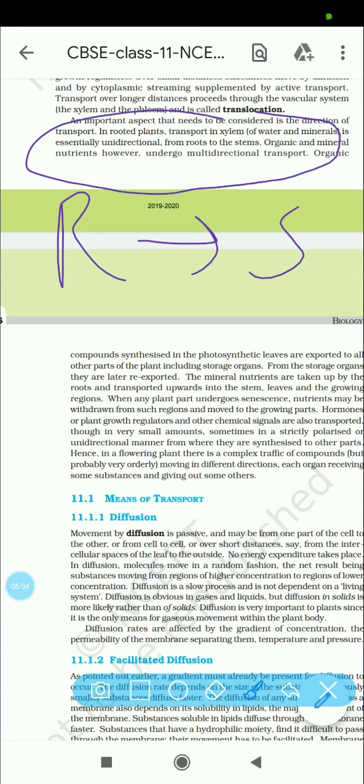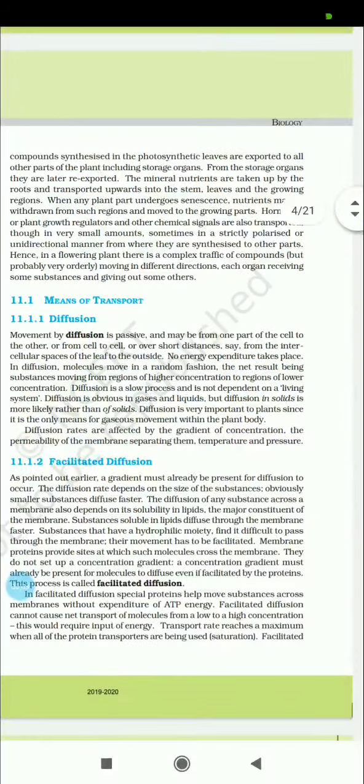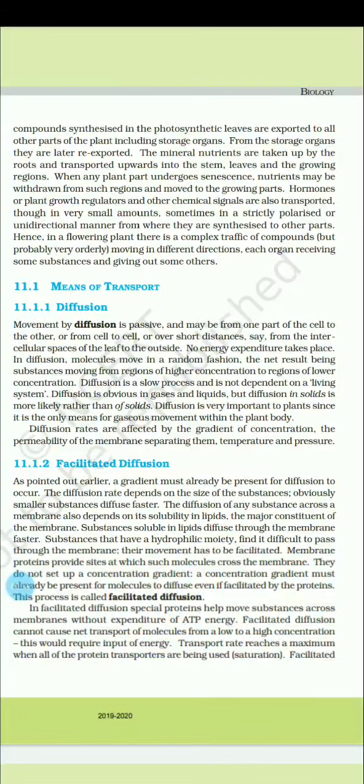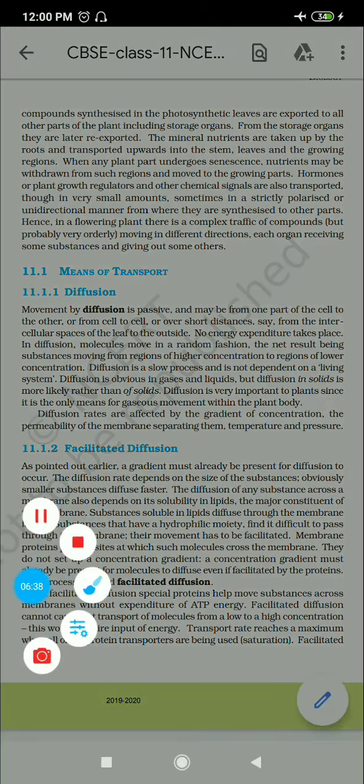Okay, so organic compounds, as we know, are mainly formed by leaves, where there are chloroplasts. They perform photosynthesis and then export the food to all the other parts of the plant, including the storage organs. Storage organs, as you know, are tubers, like we have studied the different modifications in the form of potato, sweet potato, yam and all, in the plant morphology chapter. So from the storage organs it can be re-exported.